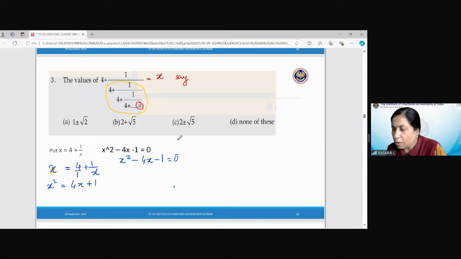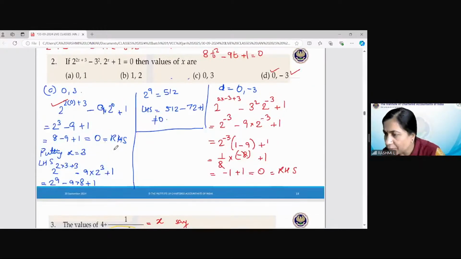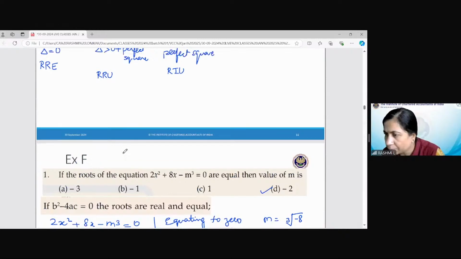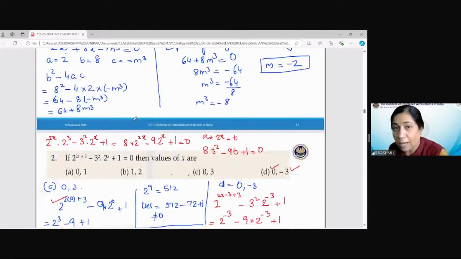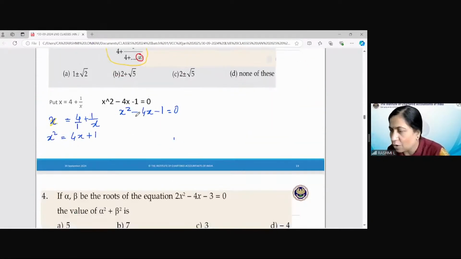Okay. Now, as you can see, it is irrational and in pairs. So what will this be? A perfect square or not a perfect square? So which of these will it be? Let us see. Whenever you solve like this, look at the nature of roots and see whether you are getting the answer or not. Okay, so now let us see.